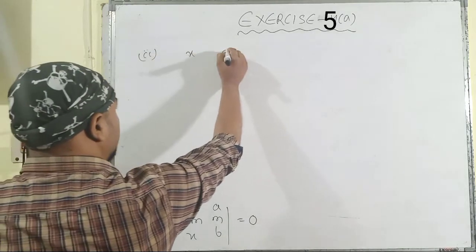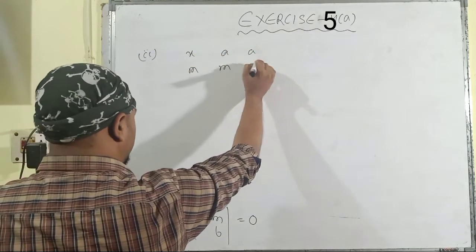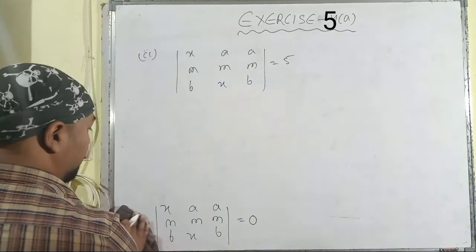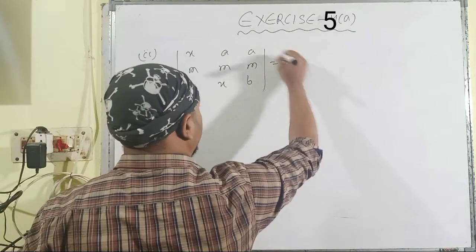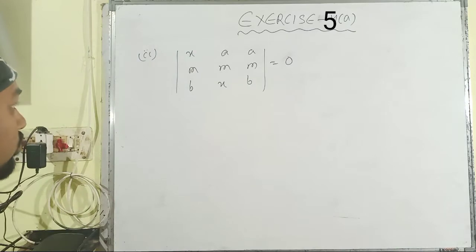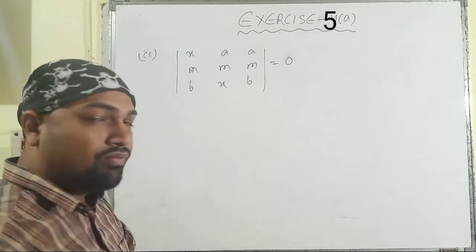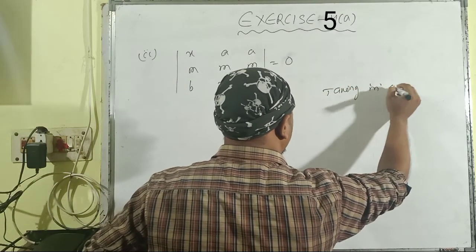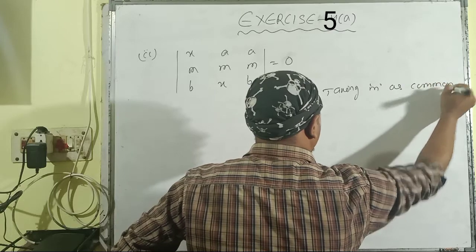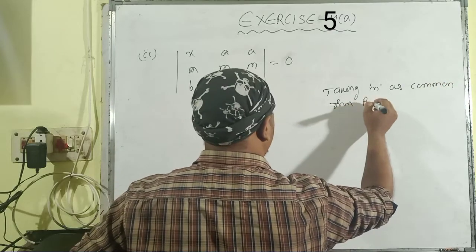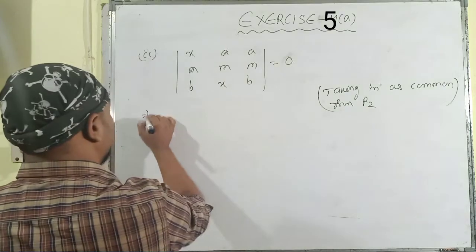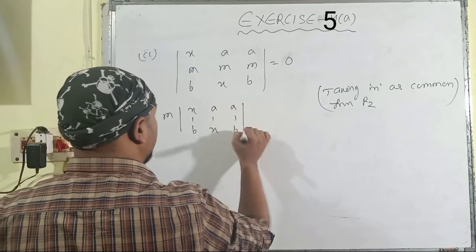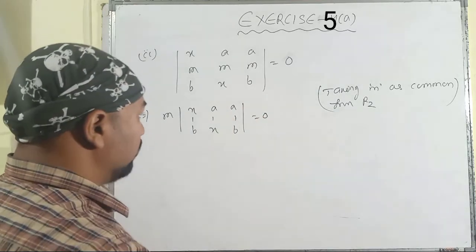Here it is given the determinant with x, a, m, m, m, b, x, v, and the value of the determinant is equal to 0. First of all, we have to take m common from the second row. Taking m as common from row 2, we have x, a, 1, 1, 1, b, x, v, and it is equal to 0.